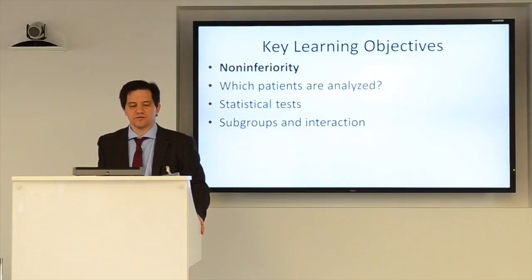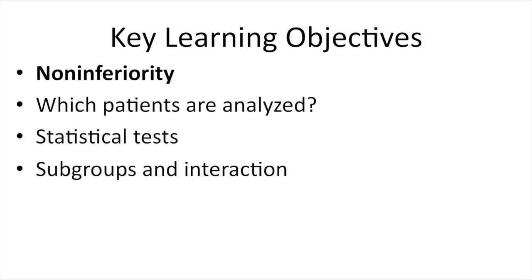I would like to discuss the following objectives. First, the non-inferiority design. When should I use it? Which patients are analyzed? Which statistical test should I use? And particularly in the end about subgroups and interaction.